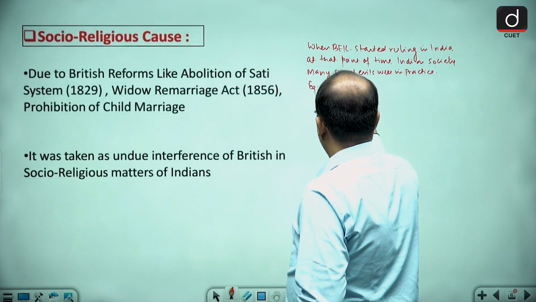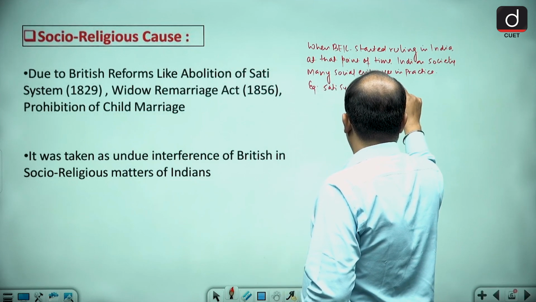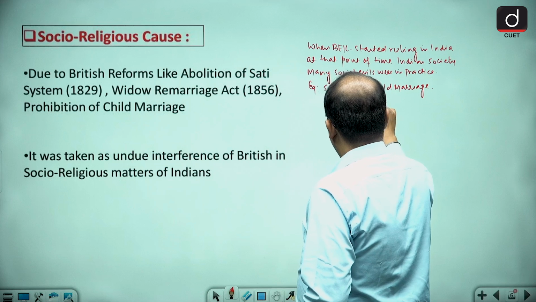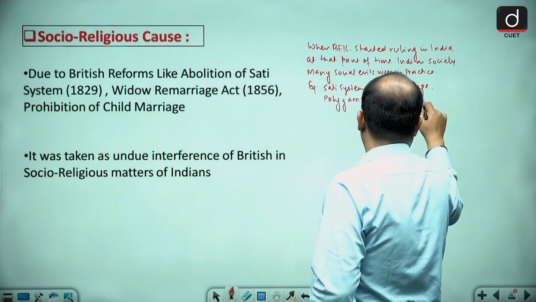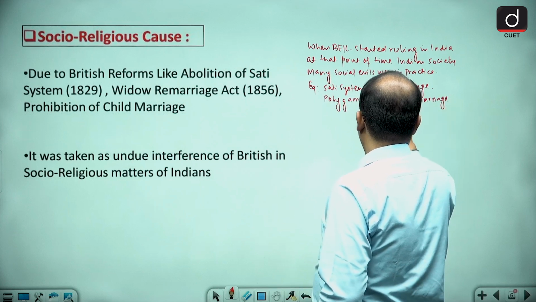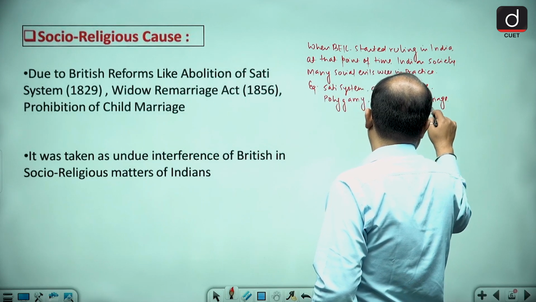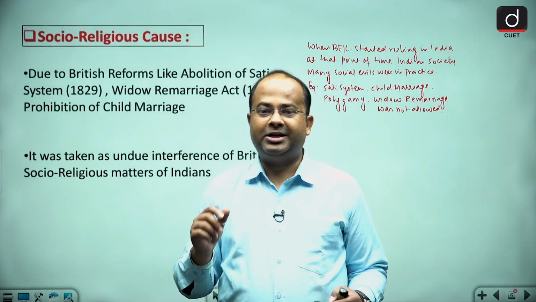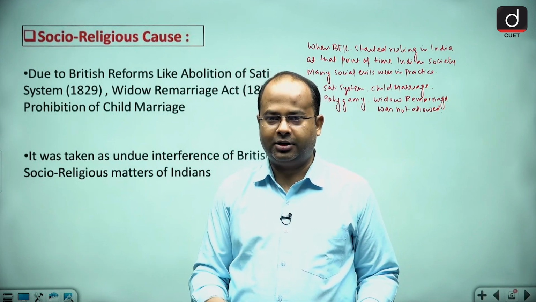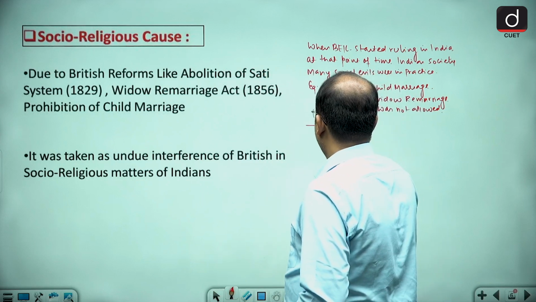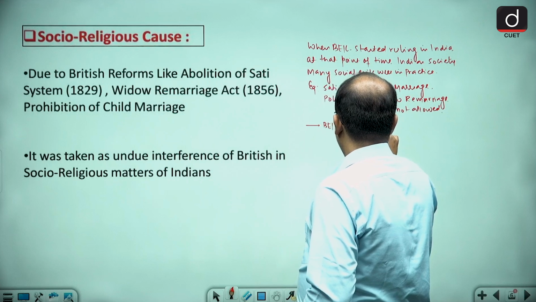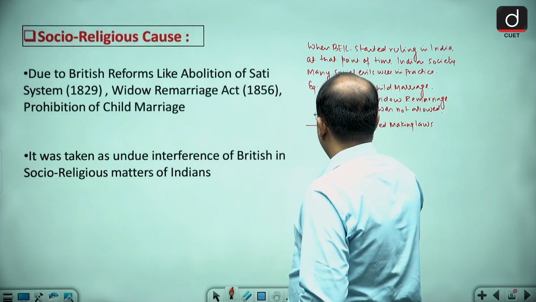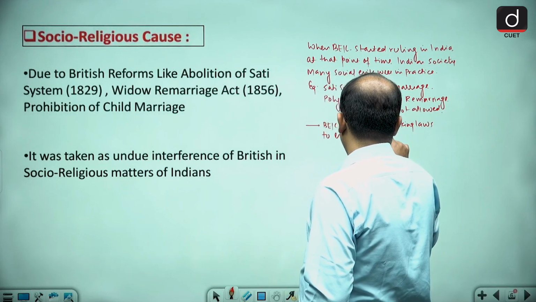sati system, child marriage, polygamy, and widow remarriage was not allowed. So many social evils were in practice. Now see what happened when the British East India Company came. They started making laws to eradicate the social evils.